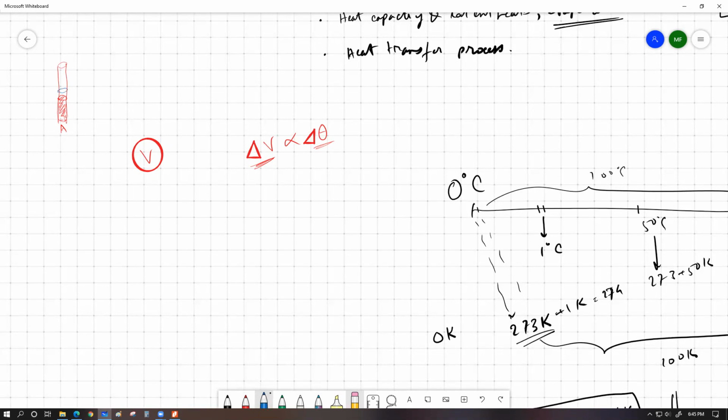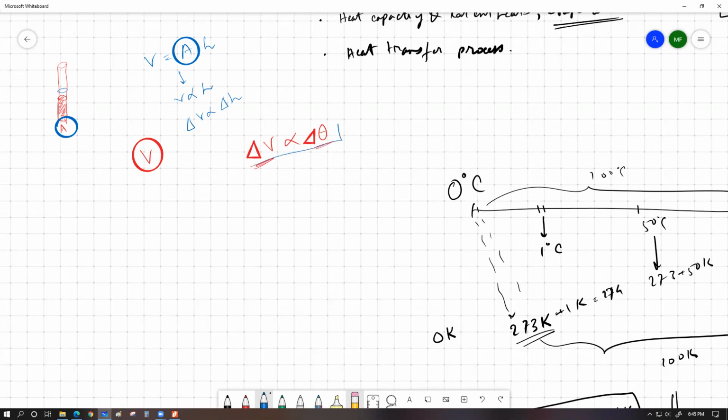Because this liquid cannot expand laterally, it can only expand in the upward direction. In this case, because the cross-sectional area is constant, we can write that volume equals cross-sectional area times height, which is true for any object. Because A is a constant, we can convert this into a proportionality. So V is proportional to H, and delta V is proportional to delta H.